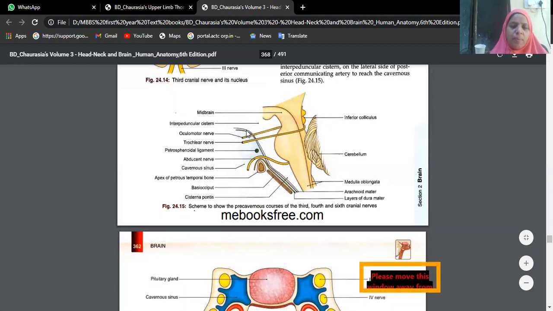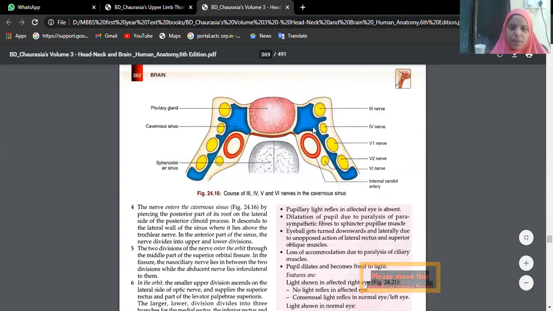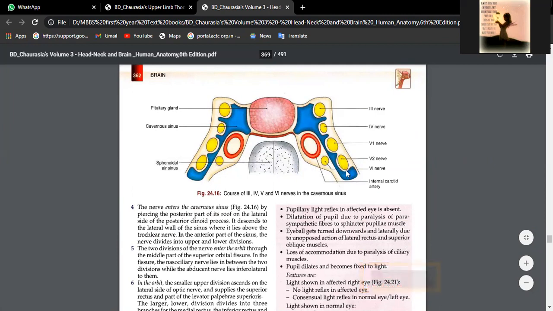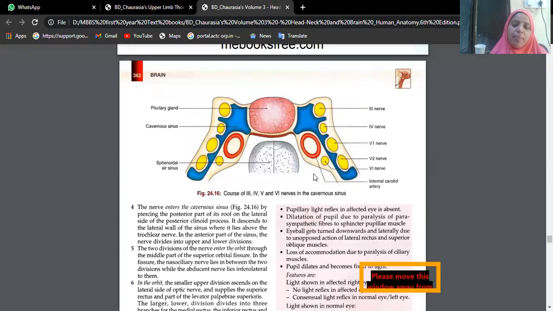How is it entering into the orbit? There is an opening which is called the superior orbital fissure. So through the superior orbital fissure, it is entering into the orbit. Now, if you try to recollect the picture of the cavernous sinus, what we have studied as an essay question, the lateral relations of the cavernous sinus: if you observe laterally, you are finding the third cranial nerve, that is the oculomotor nerve. That means it is coming out through the midbrain, then it is forming lateral relations with the cavernous sinus, and then it is entering into the superior orbital fissure.